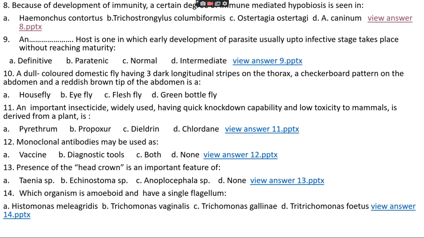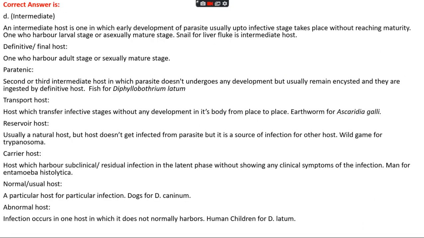Question number 9. An dash host is one in which early development of parasites, usually up to infective stage, takes place without reaching maturity. Option A, definitive host. Option B, paratenic host. Option C, normal host. Or option D, intermediate host. The right answer is option D, that's intermediate host.